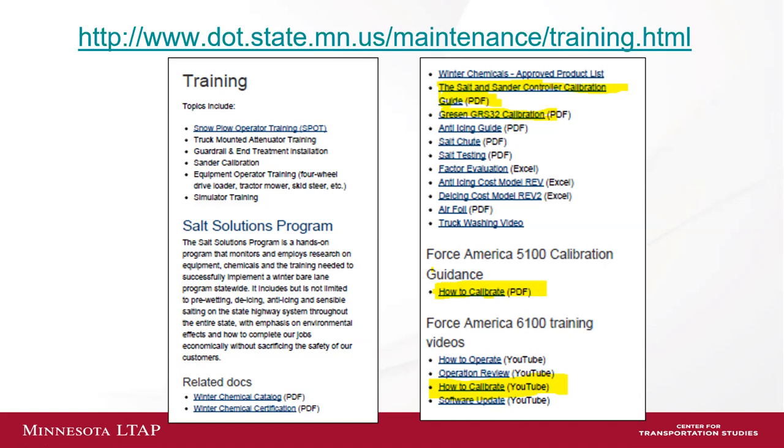Now, if you have any one of these or a different brand, you can always contact the company you bought it from. If it's a Dickey John, get a hold of them if you want them to come out and help you with the calibration. Force America people, they're great about coming out to help calibrate as well. But you should be calibrating, and if you need help, get a hold of the company where you bought it.